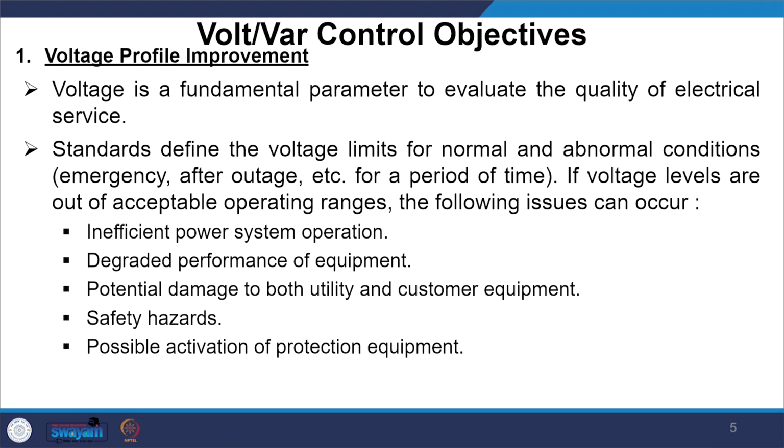If the voltage levels are out of acceptable operating ranges, one can experience the following challenges: inefficient power system operation and degraded performance of equipment. If it is designed for, let's say, 230 volts, and you are providing 200 or 270, naturally the equipment is going to underperform.